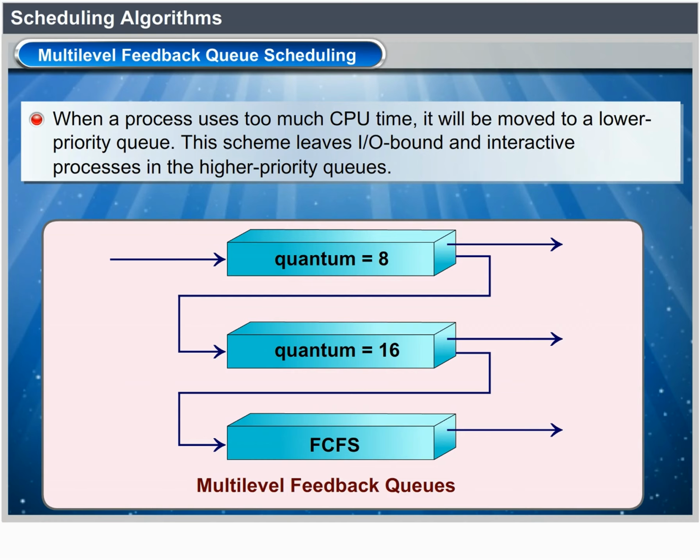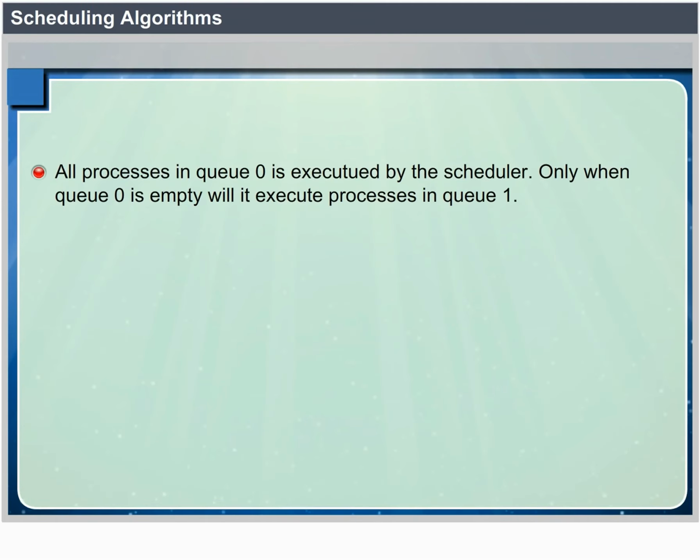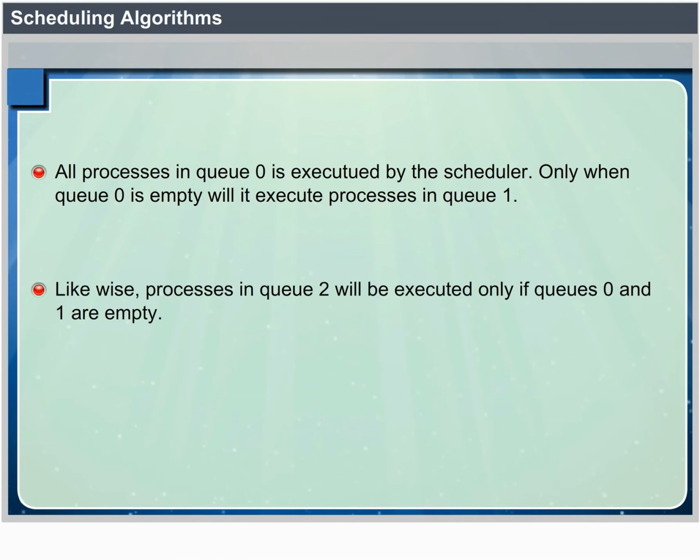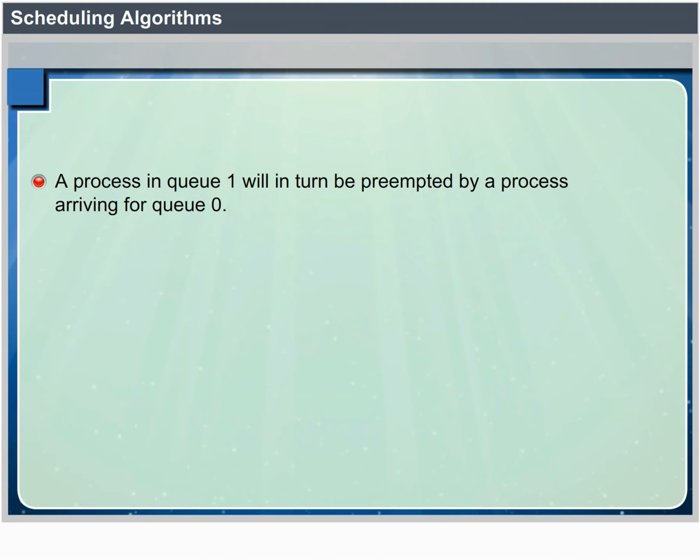For example, consider a multi-level feedback queue scheduler with 3 queues numbered from 0 to 2, as shown in the figure. Multi-level feedback queues. The scheduler first executes all processes in queue 0. Only when queue 0 is empty will it execute processes in queue 1. Similarly, processes in queue 2 will be executed only if queues 0 and 1 are empty. A process that arrives for queue 1 will preempt a process in queue 2. A process in queue 1 will in turn be preempted by a process arriving from queue 0.